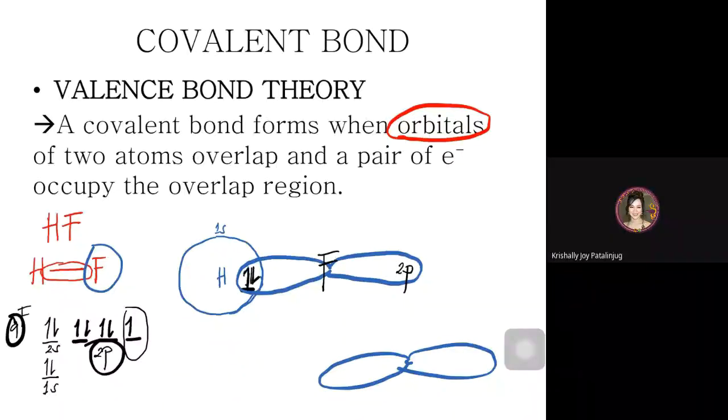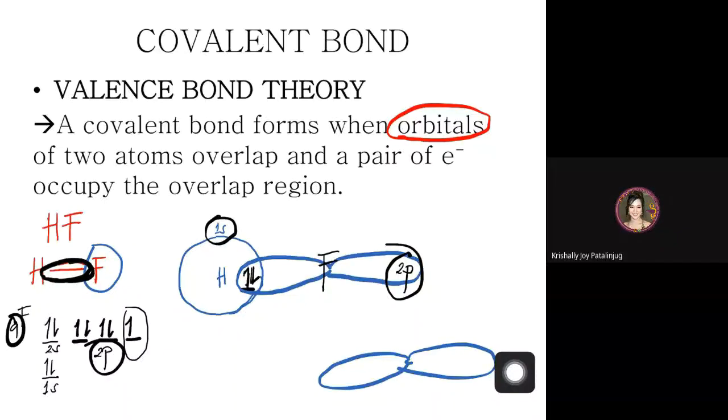Okay. So this is how the covalent bond between hydrofluoric acid is being formed. You have a half-filled 1s orbital of hydrogen that overlaps with the half-filled 2p orbital of fluorine. Okay, the 1s orbital of hydrogen overlaps a half-filled 2p orbital of fluorine. That is how a covalent bond is formed in the molecule of hydrofluoric acid.